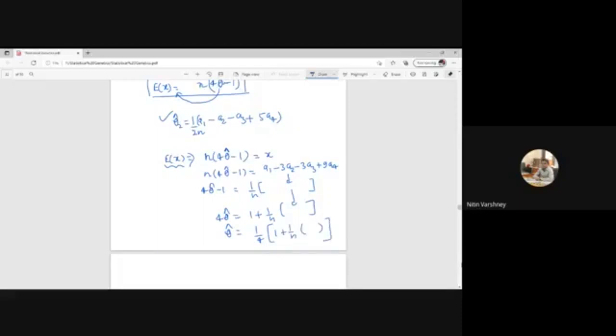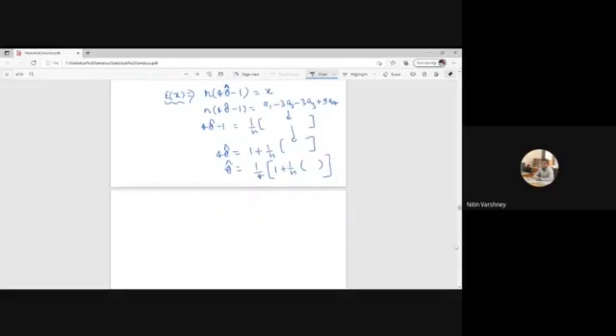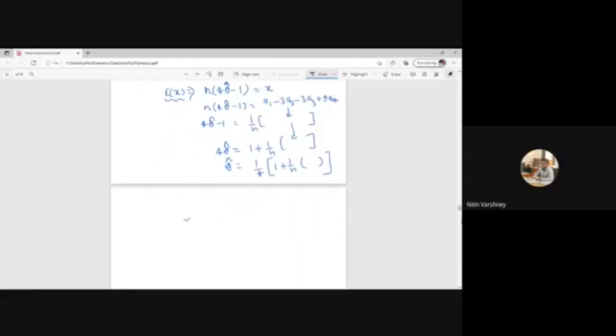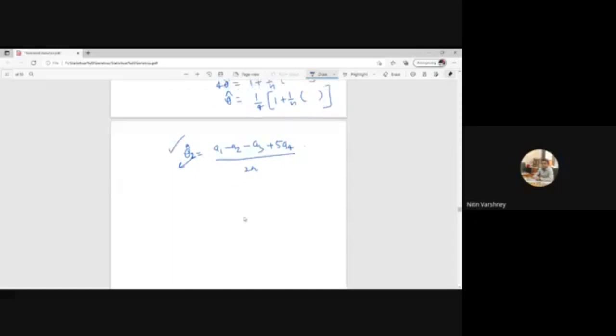Okay, from here, after simplification, I will get this: theta 2 hat is equal to, I am writing for the second method, (a1 - a2 - a3 + 5a4) upon 2n. You just try this calculation, that this will become like this. So this is my theta 2, and in the same way we will calculate the variance of theta 2.